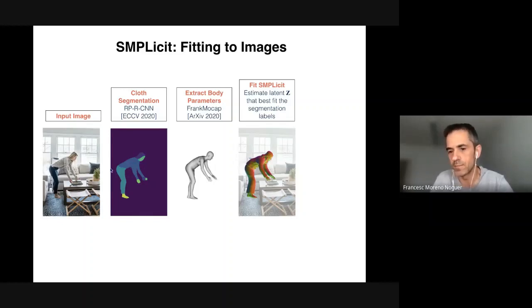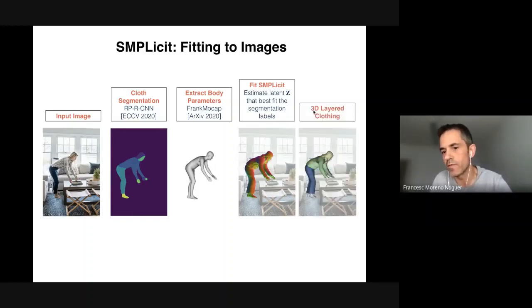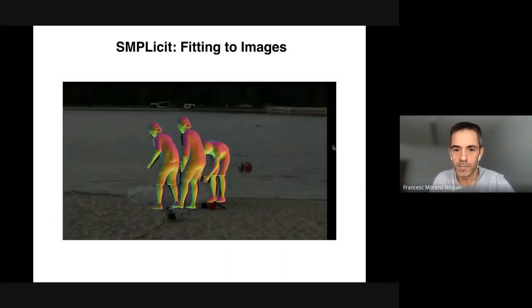And with this, we retrieved this latent space, and we already had the 3D geometry associated to this image. Okay, and at the end, what we have is a 3D layered clothing. So it means that we have the 3D shape, but with a semantic interpretation. It's separated into different clothes, and we know exactly which part of the mesh belongs to which specific cloth.